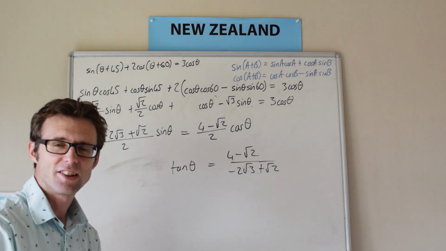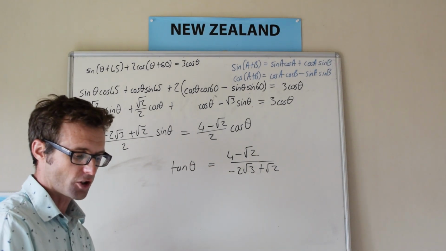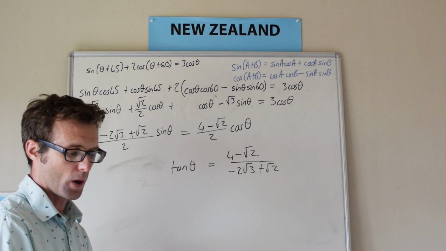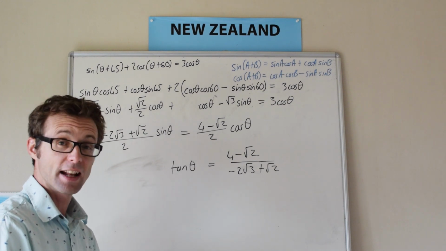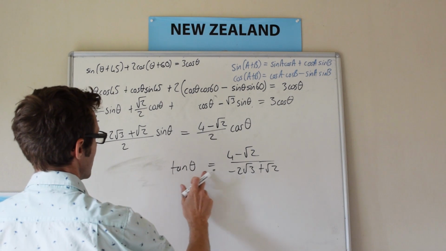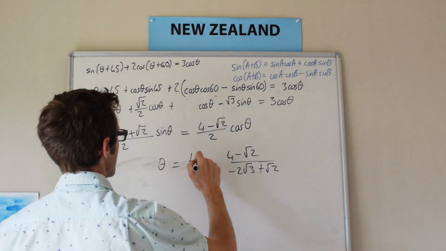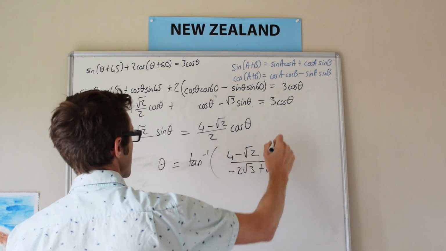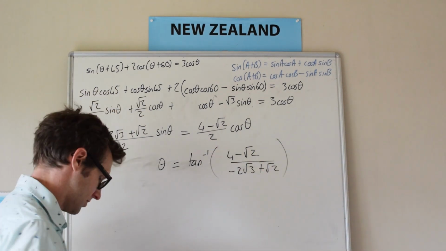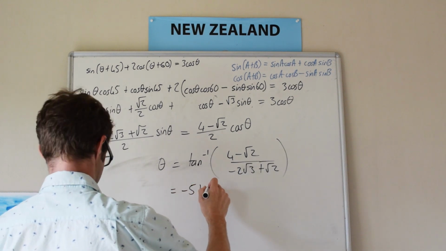The second part says hence, which means you're going to use what you've got here. We are going to solve that equation for 0 degrees is less than theta is less than 360. So to get theta by itself, I'm just going to go theta is equal to the inverse tan of this. Make sure you set your calculator to degrees, and I get theta equals negative 51.6 degrees.